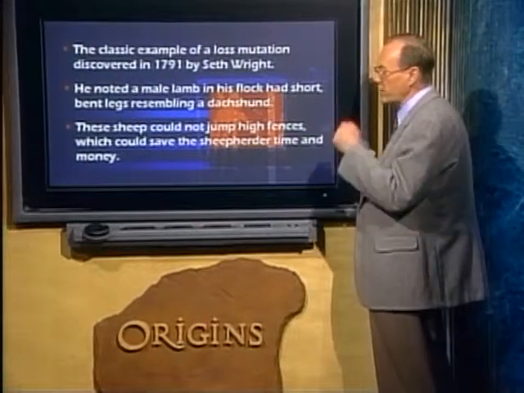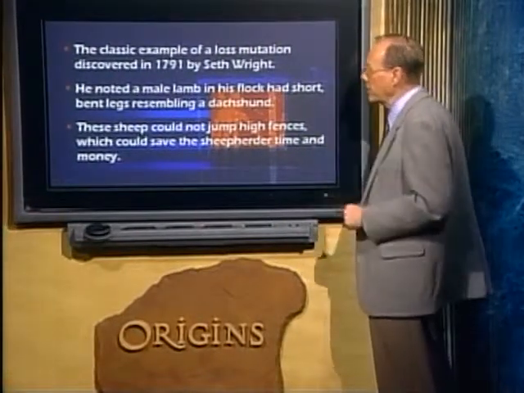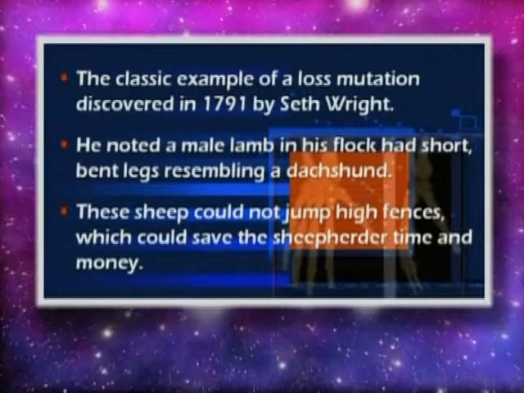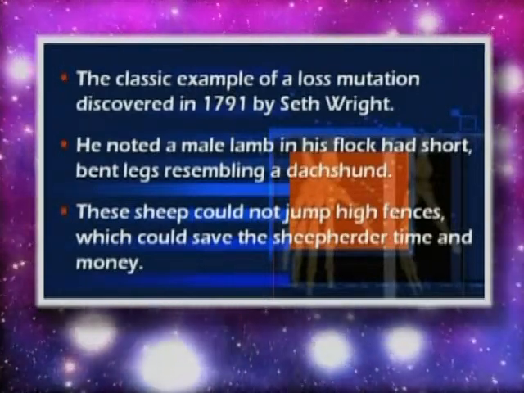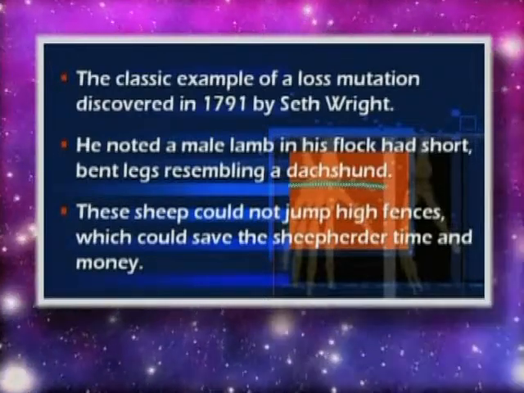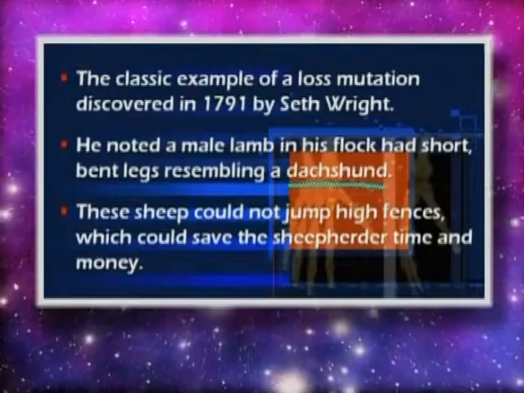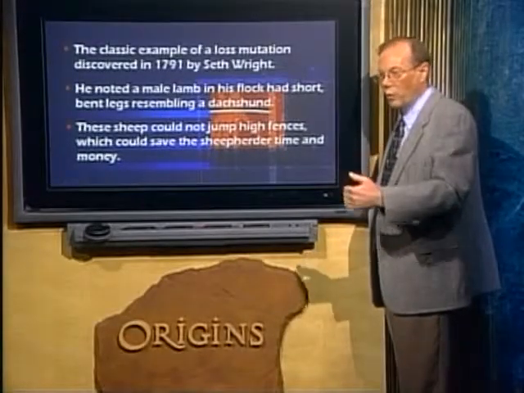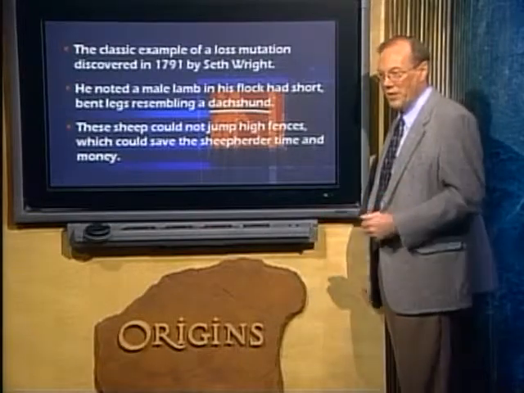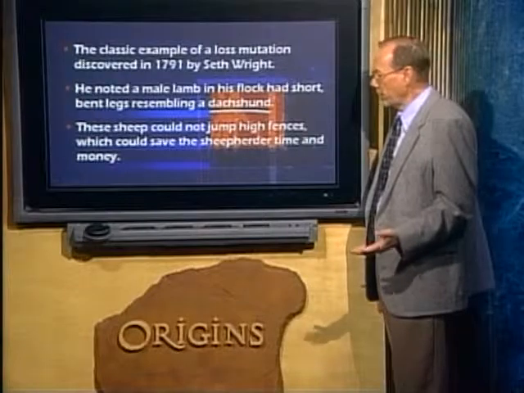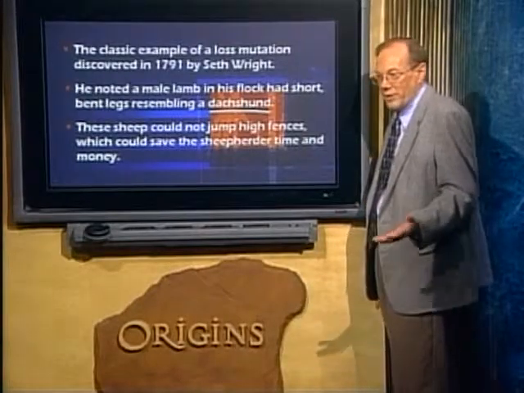And another example, this is my favorite because I did a whole article on this. In 1791, Seth Wright discovered one of the sheep in his flock had really short legs. It actually resembled a dachshund. And he thought, now wait a minute, these sheep don't jump very high. They don't jump fences. So I can save money by having very low cost, low fences, and they won't jump the fences. Boy, this is an ideal mutation for a sheep herder because it saves a lot of money.